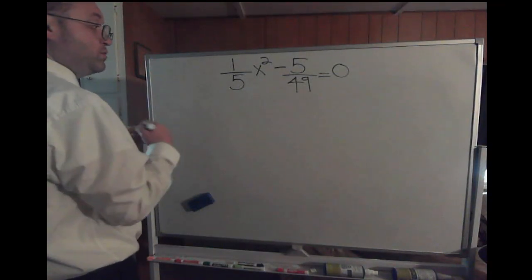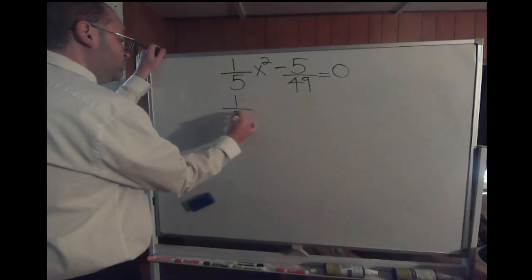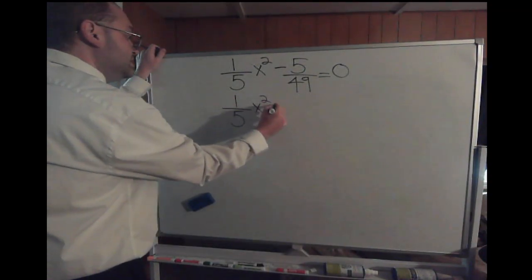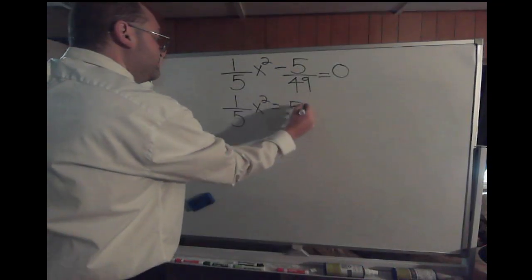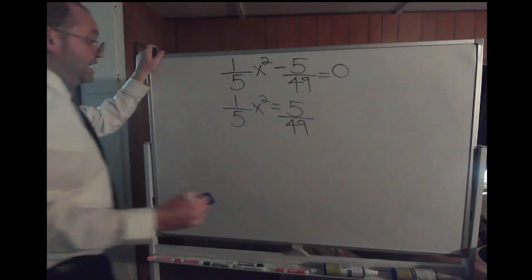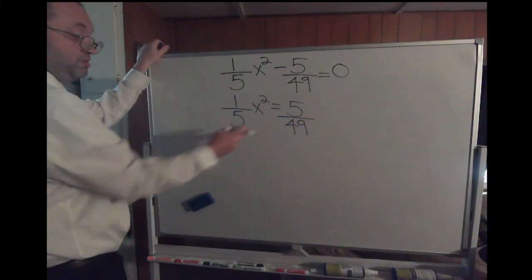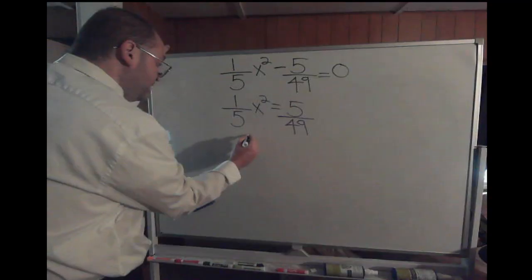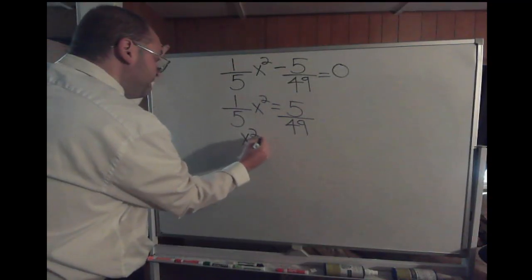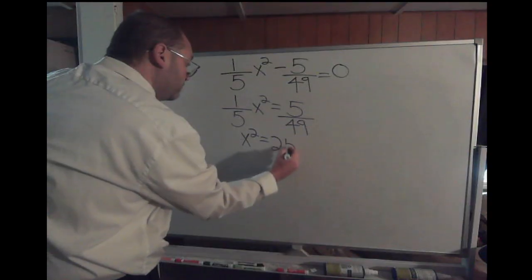So add 5/49 to both sides. What you'll end up getting is 1/5 x squared is equal to 5/49. Now we just want to get the x squared by itself. So you have to multiply both sides by 5. If we do that, you'll get x squared is equal to 25/49.